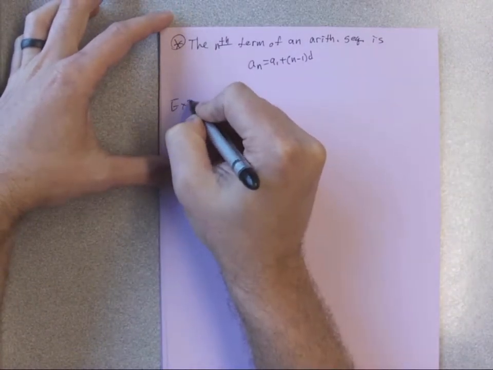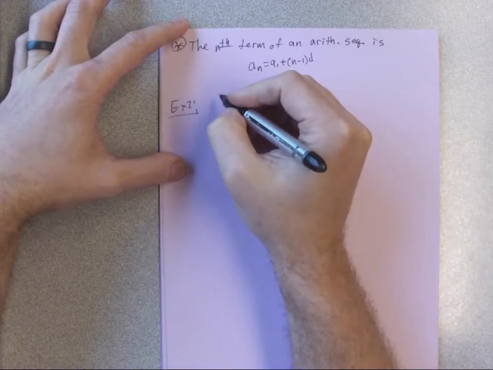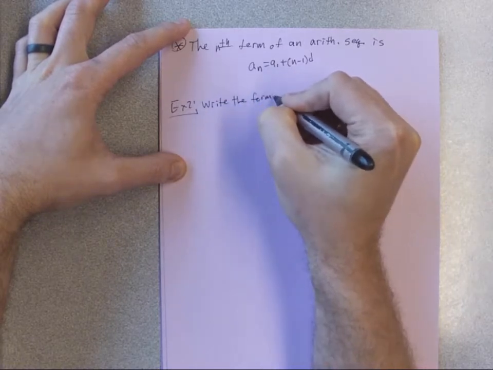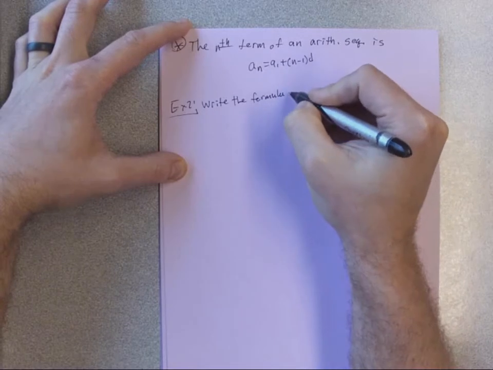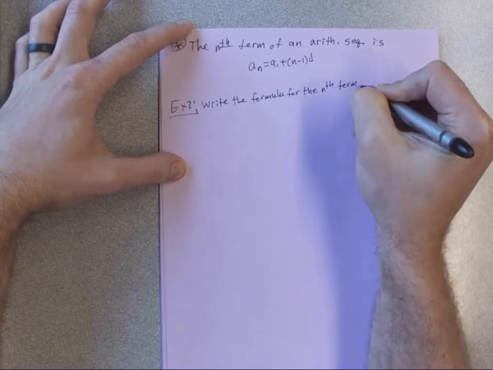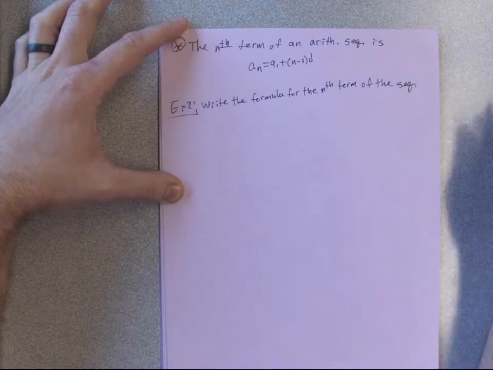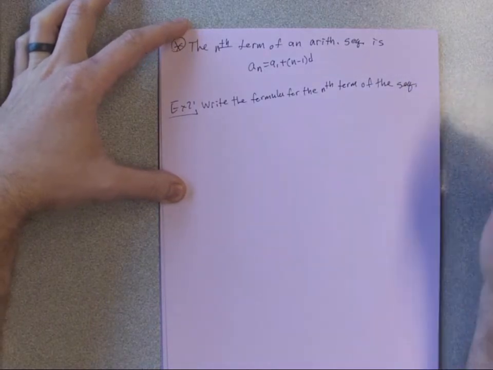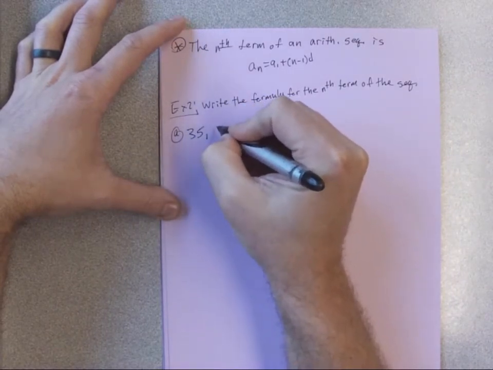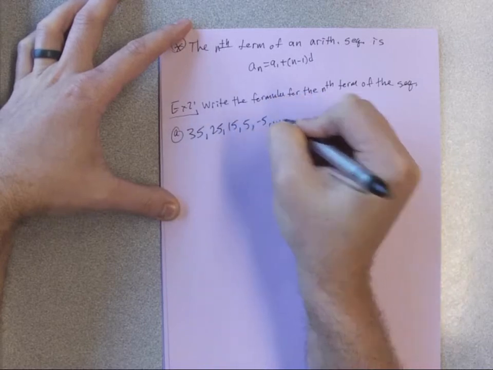So example 2. Let's say, write the formula for the nth term of the sequence. Alright, and here's part A. Let's do the same one that we worked in example 1. Let's do 35, 25, 15, 5, and negative 5. And that just keeps going.